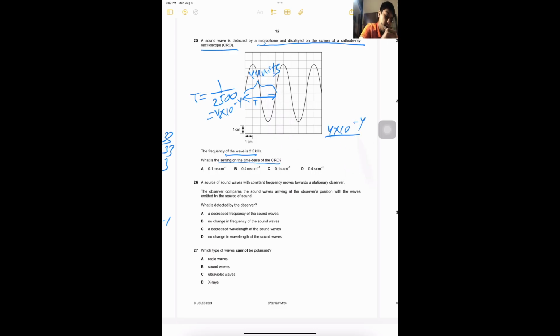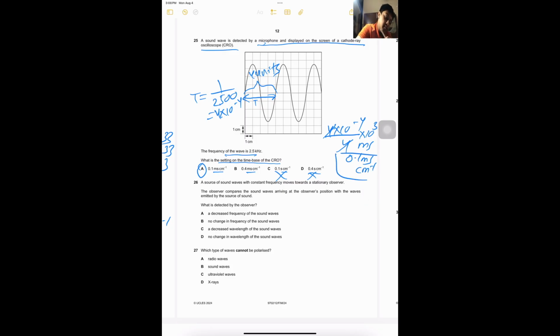Now what we have to see is whether this is in seconds or milliseconds, since there are options in milliseconds also. In seconds, it would be 10 to the power minus 4, but those won't be the option. So we'll convert this to milliseconds by multiplying by 10 cube. So this would become 0.1 millisecond per centimeter. Answer is hence A.